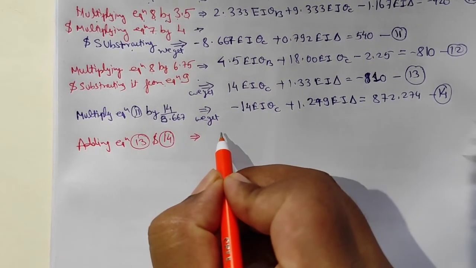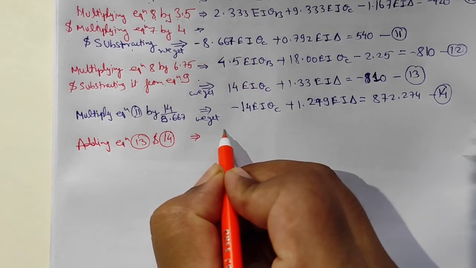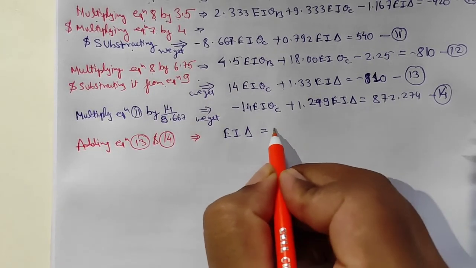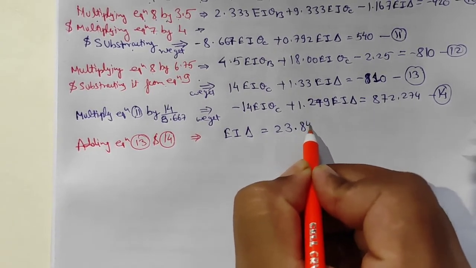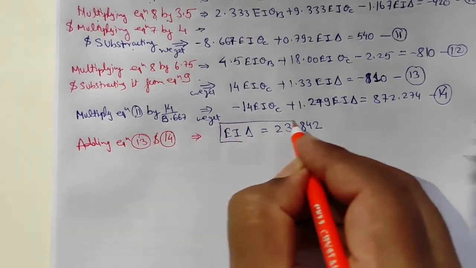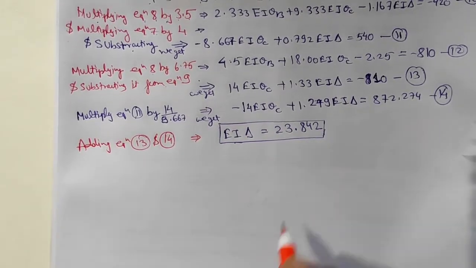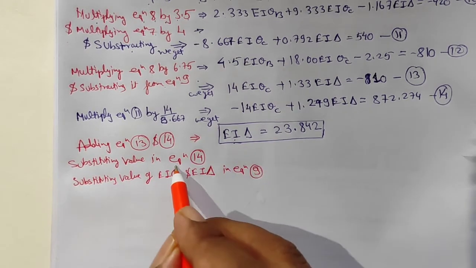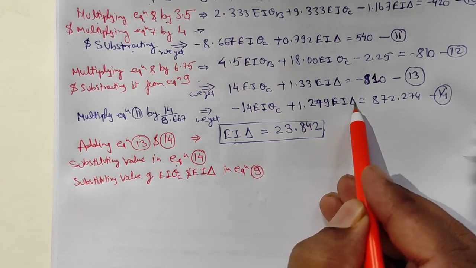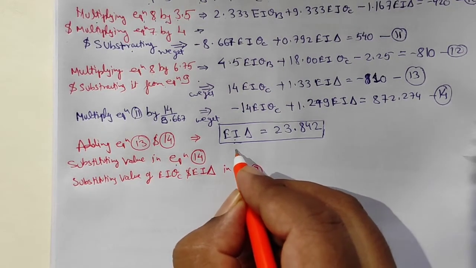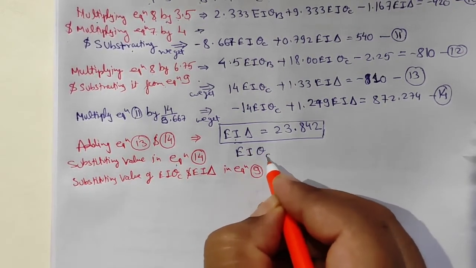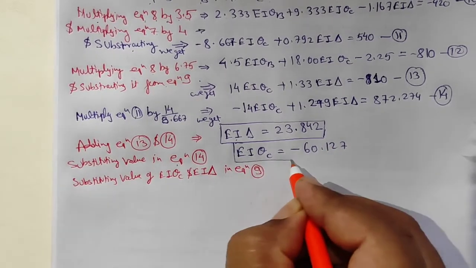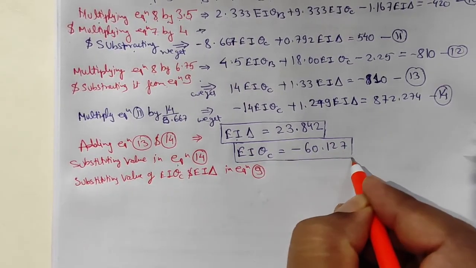By adding equation number 13 and equation number 14, and after simplifying we'll get the value of EI del equals to 23.842, which is our required equation. Again substituting the value of EI del in equation number 14, after solving and simplifying we'll get the value of EI theta C equals to negative 16.127, which is our required equation.